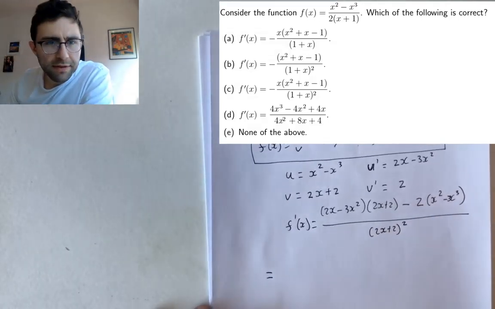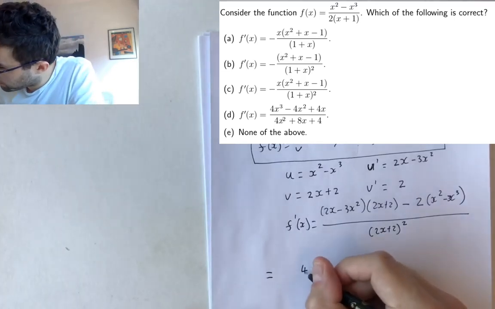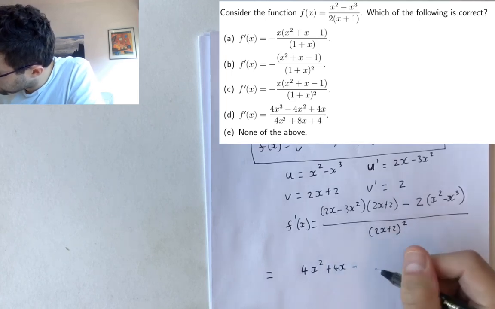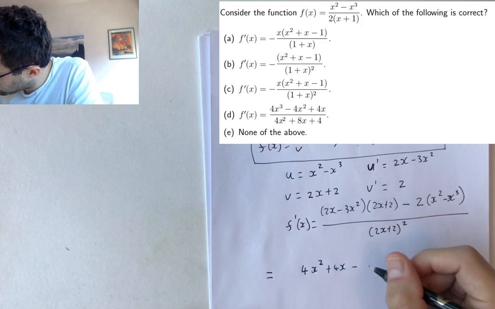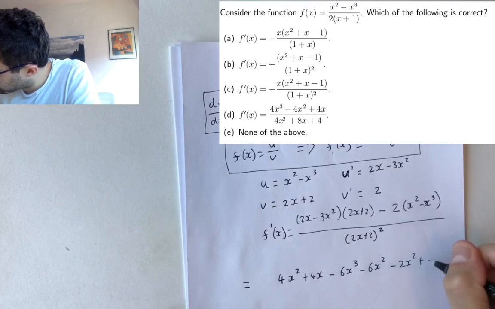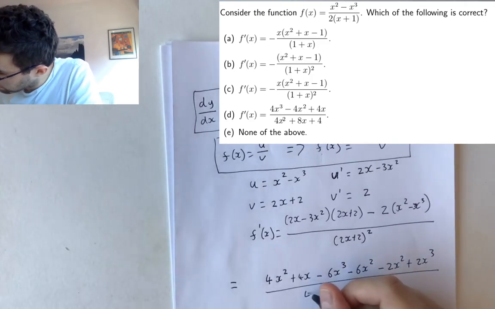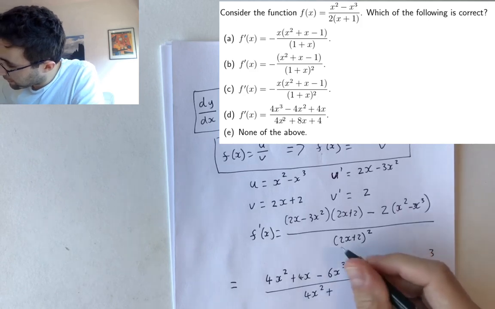Continuing. Doesn't look like anything we have there right now. So I think I'm going to have to multiply out: 4x squared plus 4x minus 6x cubed minus 6x squared, minus 2x squared plus 2x cubed. We'll just multiply out the bottom as well. Yeah, let's do it. 4x squared plus, now you'll have 2 lots of 4x, so it's plus 8x, and plus 4.